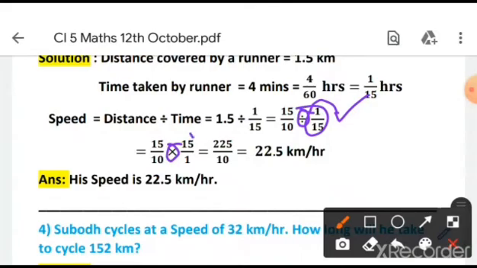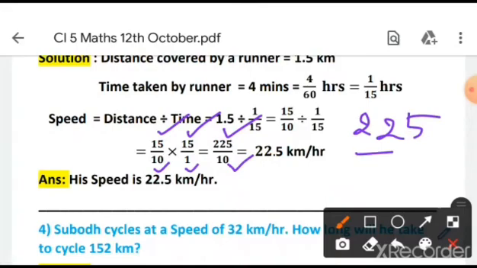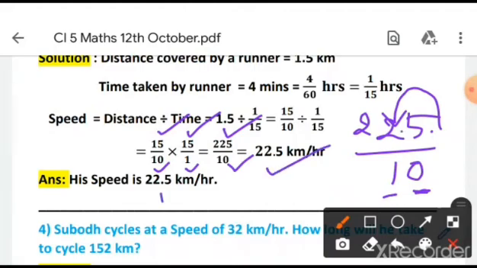So here what you do? You write 15 by 1. It was 1 by 15. So you are writing 15 by 1, which equals, now you multiply. 15 into 15, you are multiplying both the numerators, that is 225, and 10 into 1, that is 10. Then you divide 225 by 10. Now students, the decimal point is here. After 1 you have only one 0, so the point is going to shift over here. So the point will come over here and you are getting 22.5 km per hour. So you are going to write the answer. His speed is 22.5 km per hour.